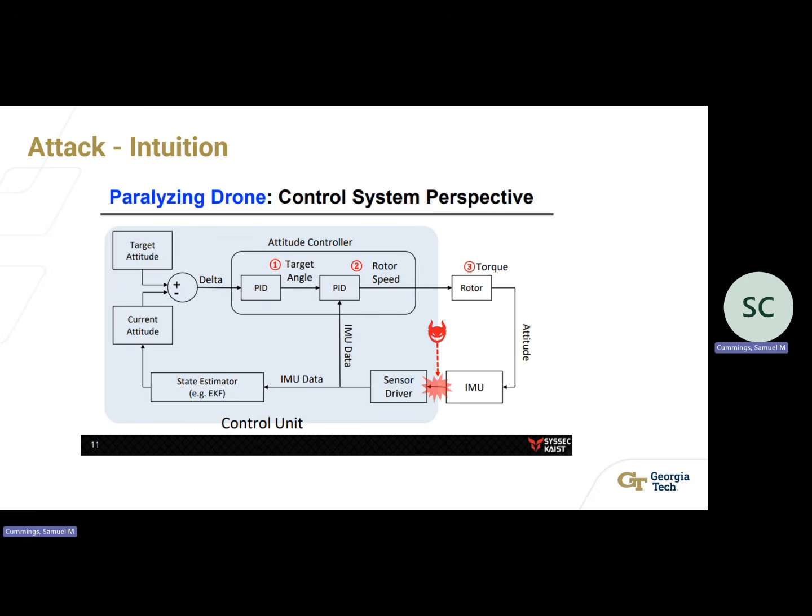All right, moving on. So that was our background. Moving on to the attack. This is the same diagram that we saw before, the same diagram of a drone. And you can see exactly like what we discussed before. The attack is on that communication channel between the IMU and the control unit.